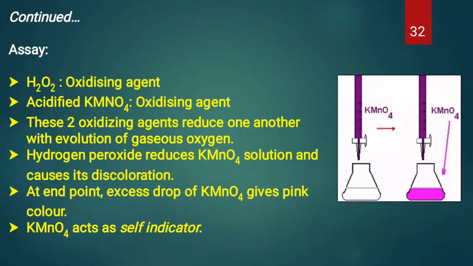Assay. In the assay, hydrogen peroxide acts as an oxidizing agent and acidified KMnO4 is used, which also acts as an oxidizing agent. These two oxidizing agents reduce one another with the evolution of gaseous oxygen. Hydrogen peroxide reduces KMnO4 solution and causes its decoloration. At the end point, excess drop of KMnO4 gives pink color. So KMnO4 in the assay acts as a self-indicator.